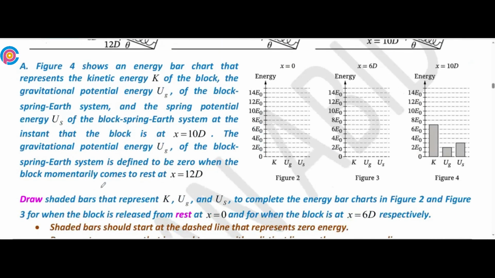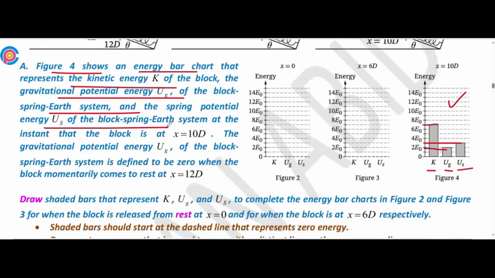Now, the next part of the question: this is figure number 4. Three types of energy are represented: kinetic energy, gravitational potential energy, and spring potential energy. From the graph, the kinetic energy is 7 E naught, the gravitational potential energy is 2 E naught, and the spring potential energy is 3 E naught. The energy bar chart represents the kinetic energy of the block, the gravitational potential energy of the block-Earth system, and the spring potential energy.